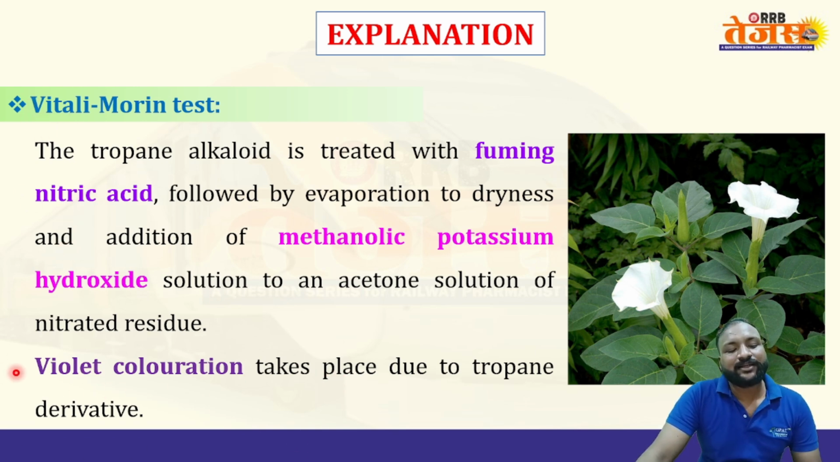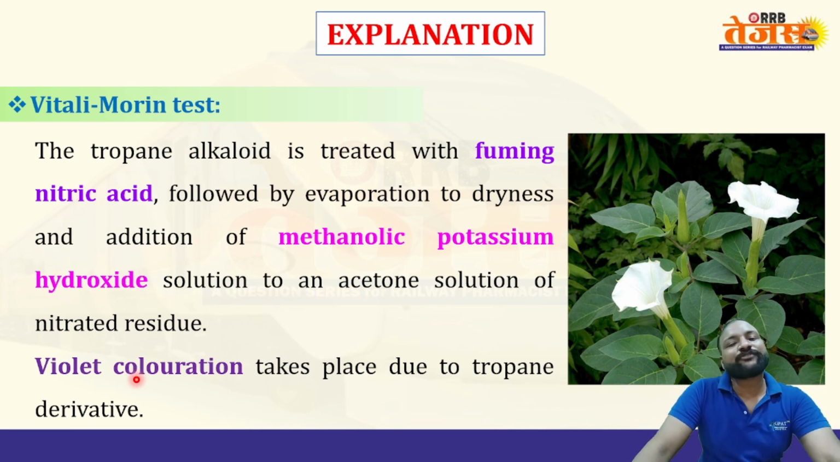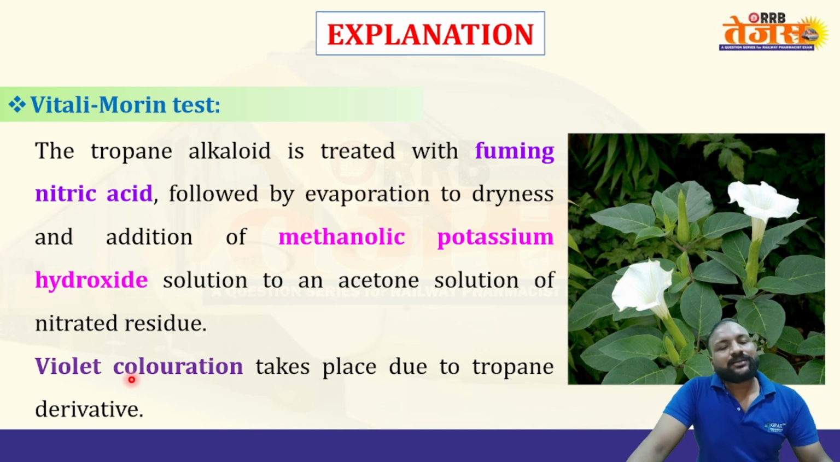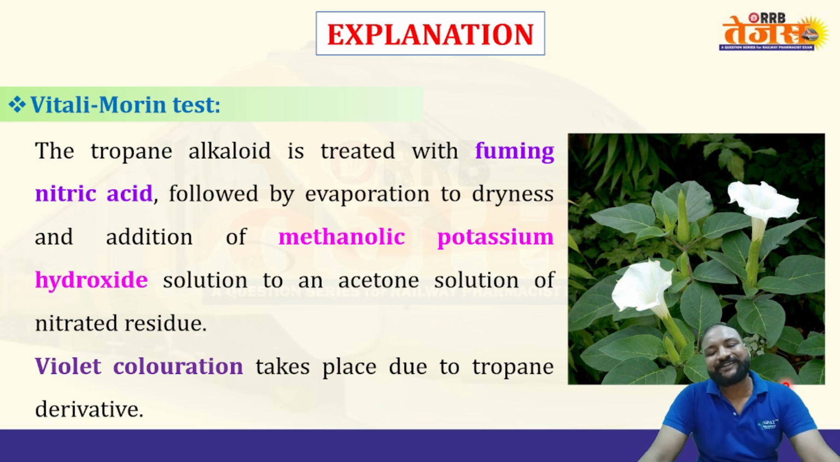Vitali-Morin test, violet coloration. Sometimes there is a chance of the question being asked in such a manner, like what color will be the end color for the Vitali-Morin test? Okay, so violet color. It is used to test the atropine alkaloid. Okay, Atropa belladonna, Datura, Hyoscyamus niger. All these species are atropine alkaloid containing plants. Okay, Solanaceae family.